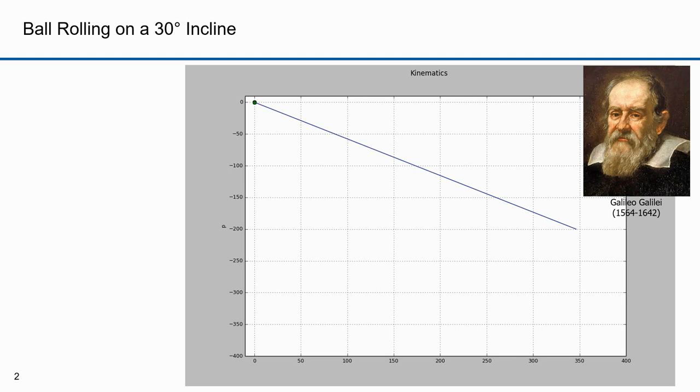Galileo studied kinematics, a branch of mechanics that focuses on moving objects. Dynamics is the other branch that focuses on changes in motion.